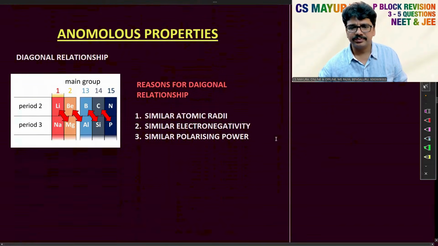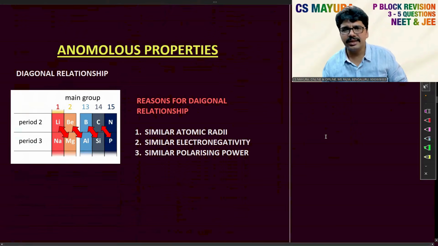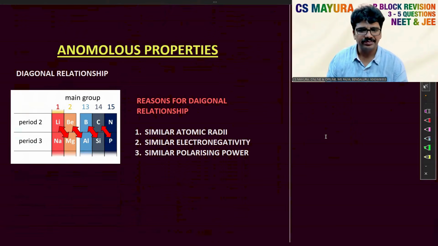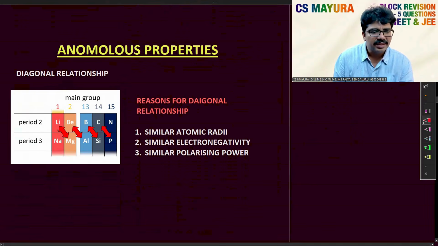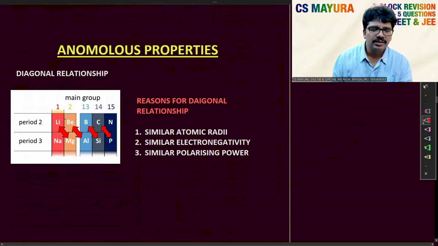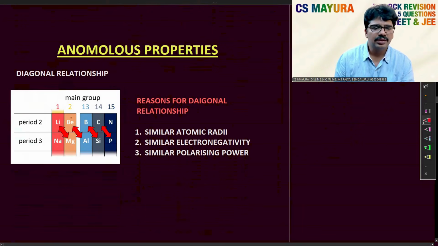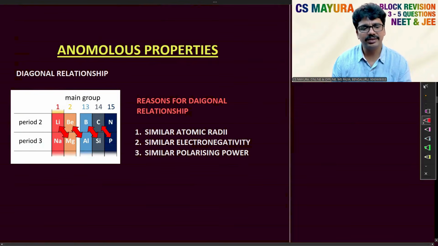Now coming to anomalous properties. Diagonal relationship is also one of the anomalous properties. So what is this diagonal relationship? A second period element shows some similarities with the third period element of the next group. This is observed for 3 groups: first group, second group and 13th group. We used to call it the third group, actually it is the 13th group. A first group, second period element has some similar properties with a second group, third period element. That is the diagonal relationship.